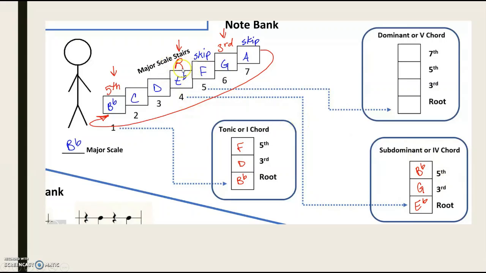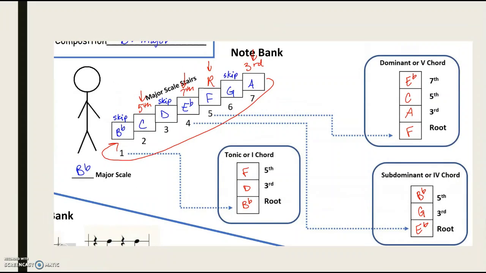I go from the root, skip the next scale tone, take the 3rd, so I'll take that G as the 3rd of this chord. I'll skip the A, I'll take the B flat as the 5th. So the root is E flat, the 3rd is G, and the 5th is B flat. So E flat, G, B flat are the 3 note options I have when the harmony is the 4th chord or subdominant chord.